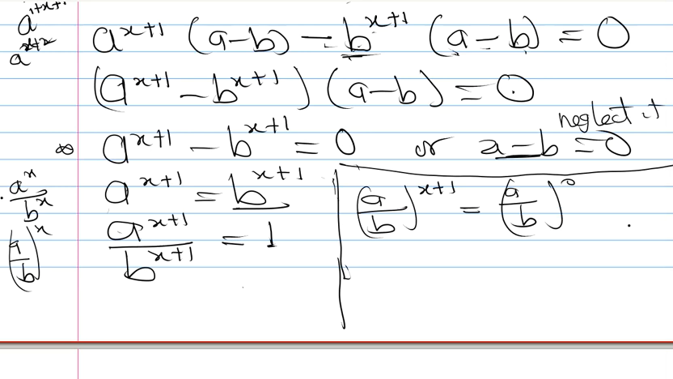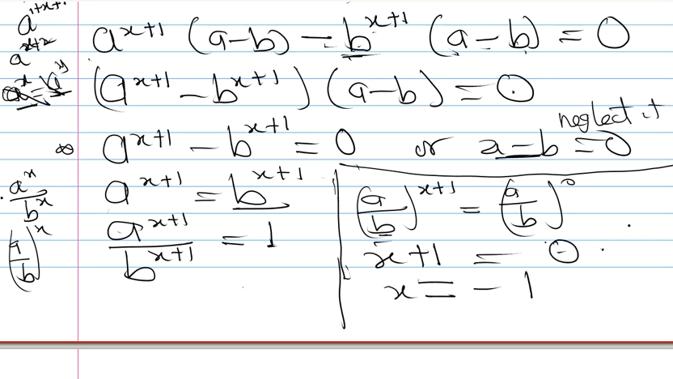Now according to the law of indices, you can see that a over b is the same on both sides. We have a law that says if a raised power x equals a raised power 1, since they have the same base, we just cancel the base. So x plus 1 is equal to zero, right? Here I can say x is equal to minus 1.